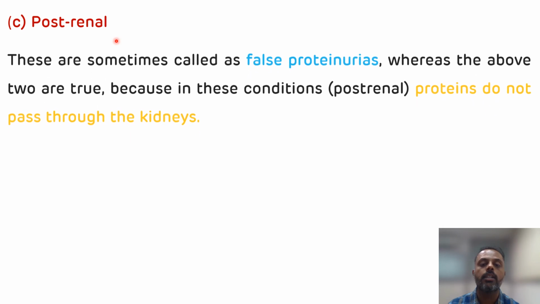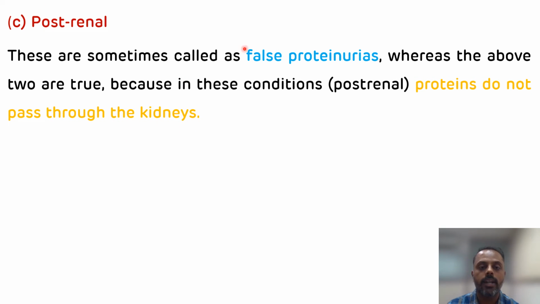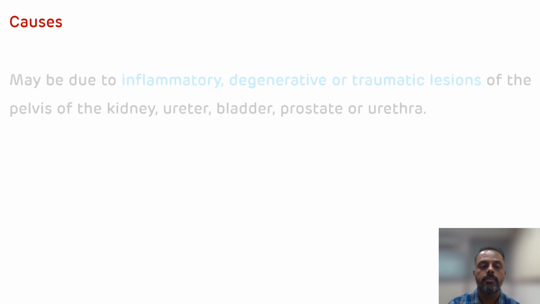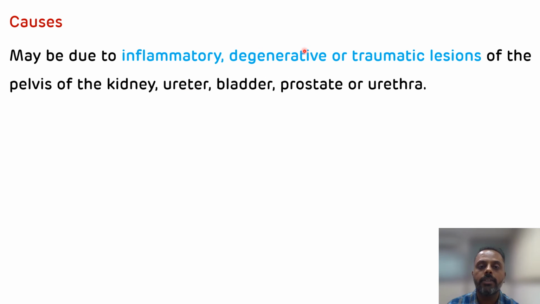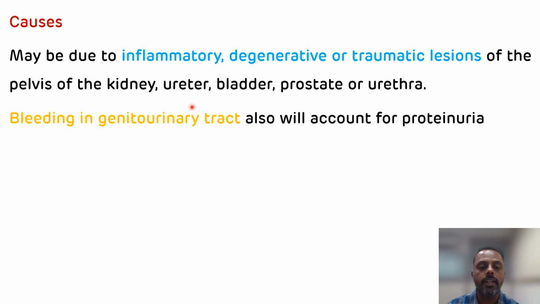Now we will see post-renal causes. The post-renal causes are called false proteinuria, while the pre-renal and renal causes are termed true proteinuria, because in post-renal causes the proteins do not pass through the kidney. That's why it is called false proteinuria. The causes of post-renal proteinuria are inflammatory, degenerative, or traumatic lesions of the pelvis of the kidney, ureter, bladder, prostate, or urethra. Bleeding in the genitourinary tract may also account for the proteinuria. So that is about post-renal causes, and that is about organic proteinuria.